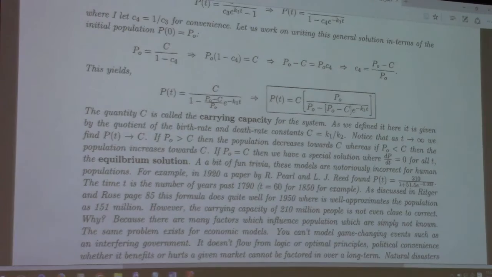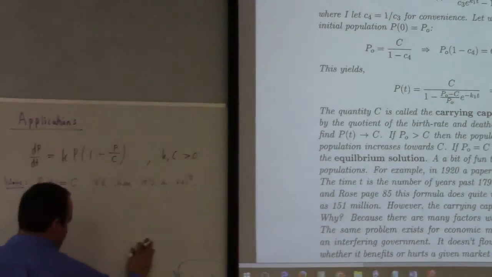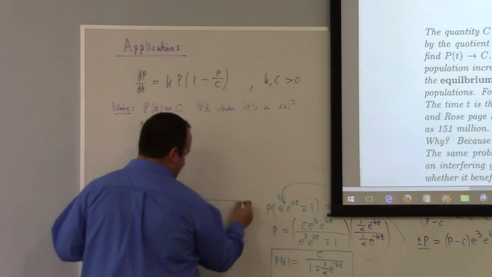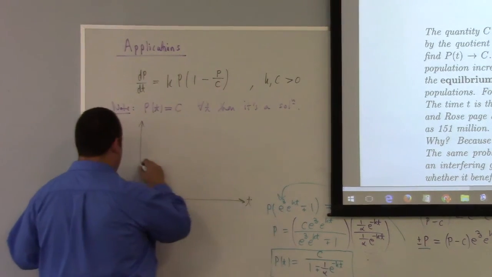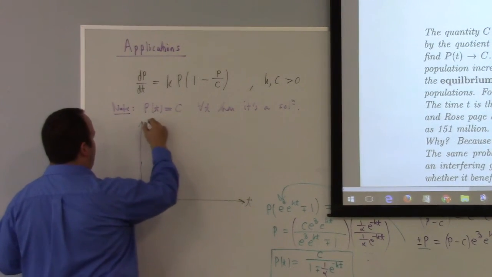I'll just draw the picture. So it basically looks like this. Here's time, and oh, sorry, wrong picture. So in this case, do we care about negative p? What's a negative population?